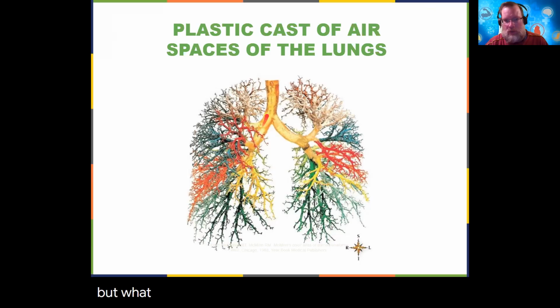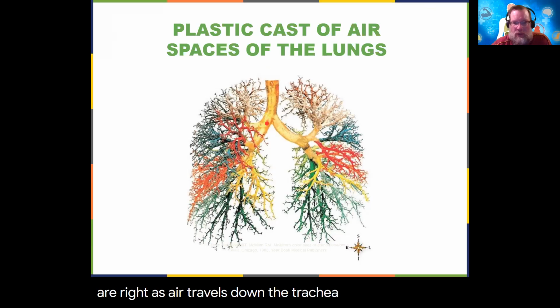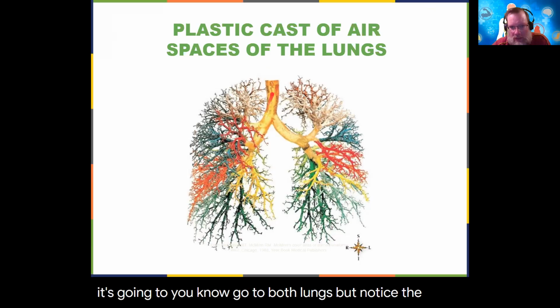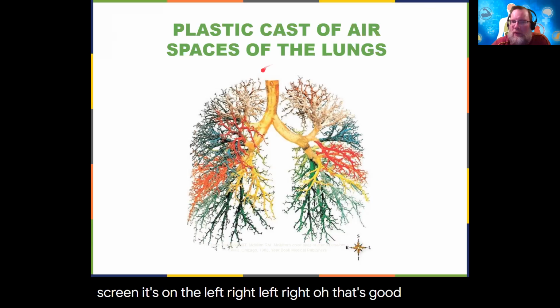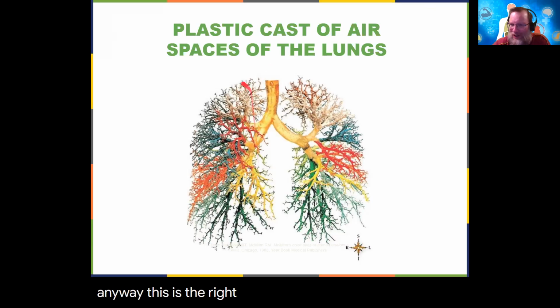But one thing I want you to notice about the pathway of air, right? As air travels down the trachea, it's going to go to both lungs, but notice that it's going to continue on more of a right side pathway or right side tract. And again, this is the patient's right. So on our screen, it's on the left, right? Left, right? Oh, that's confusing. Anyway, this is the right lung over here, is my point.